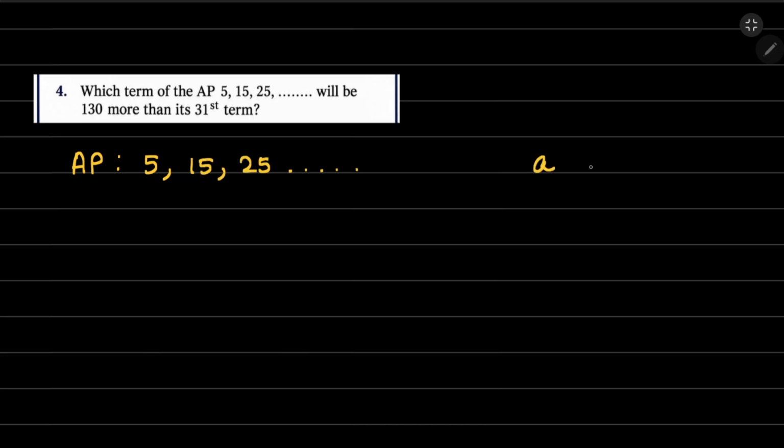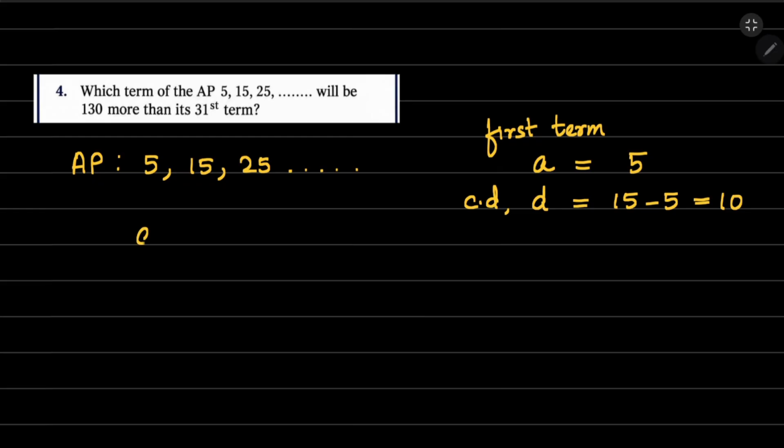So the minute you get your AP, write down the first term. The first term A is equal to 5. Write down the common difference. D is equal to the second term 15 minus 5, which is equal to 10. Which term of the AP will be 130 more than the 31st term? So let the nth term be 130 more than the 31st term.